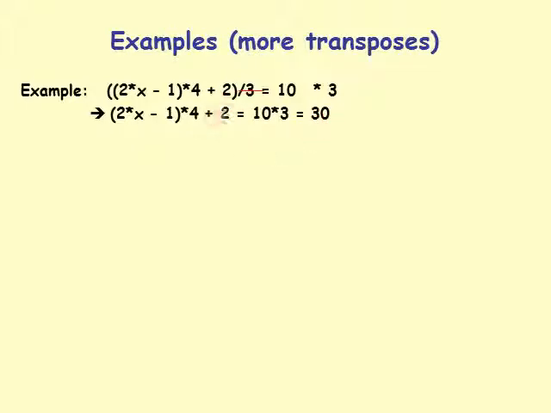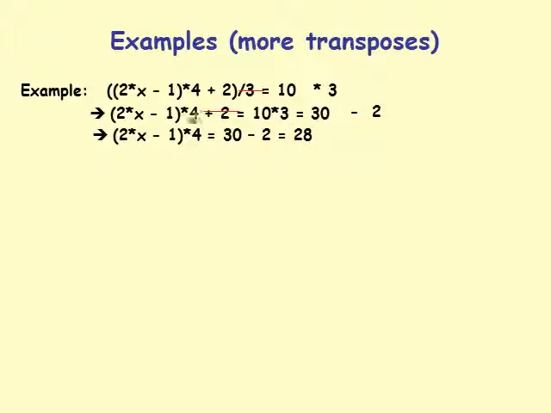Now on the left side, plus 2 is the last thing we did. So we move that across the equal sign, and the added term becomes a subtracted term, so it becomes a minus 2 on the right. So on the right we have 30 minus 2, which is 28. So we have 2x minus 1 times 4. On the right we have a 28.